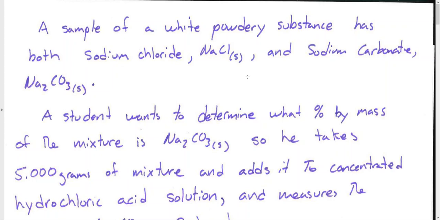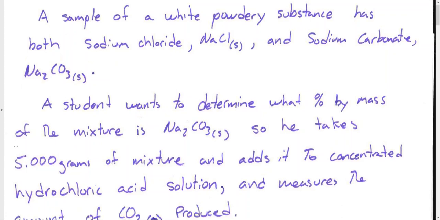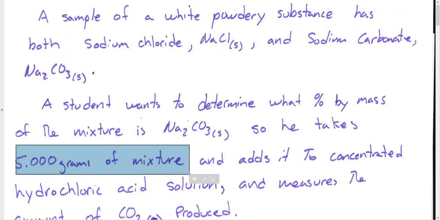carbonate. So we have this white powder, and we know that it's made up of two different solids, sodium chloride salt and sodium carbonate salt. But there's really no way to distinguish how much of it is sodium chloride versus how much of it is sodium carbonate just by looking at it. So a student wants to determine what percent by mass of the mixture is sodium carbonate. So he takes 5 grams of the overall mixture.